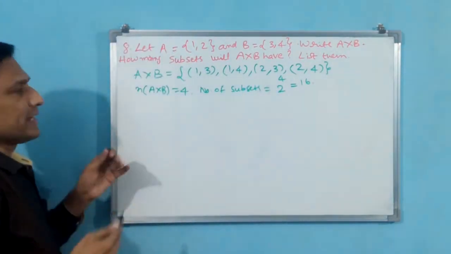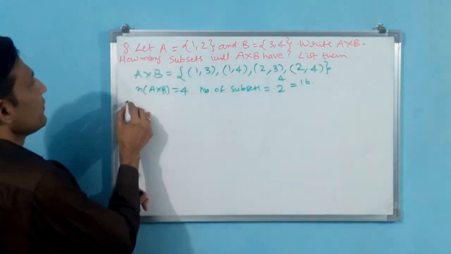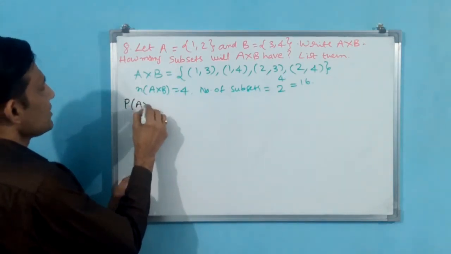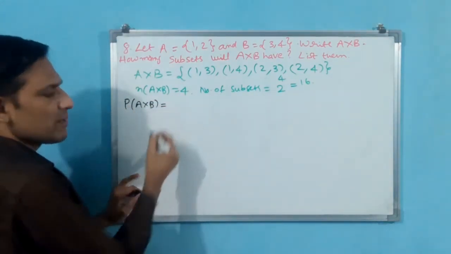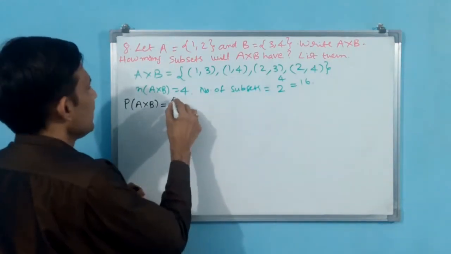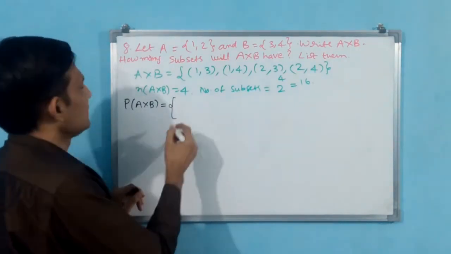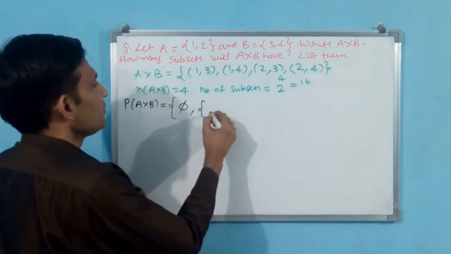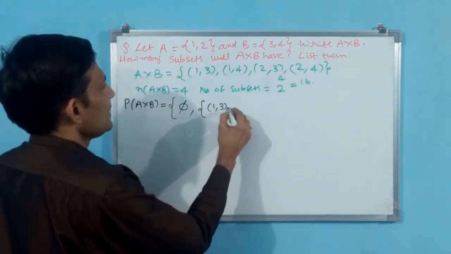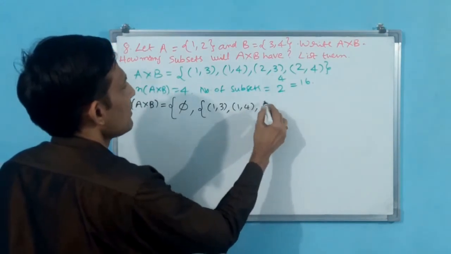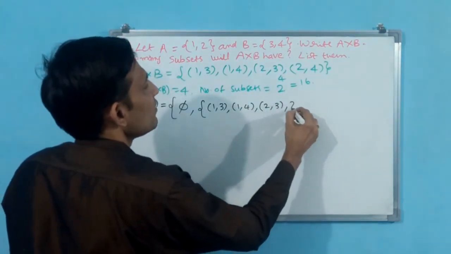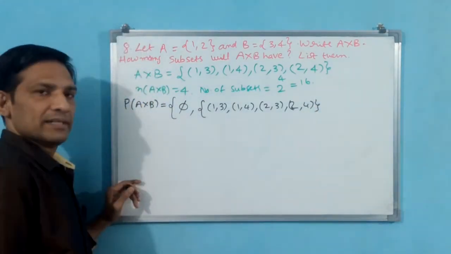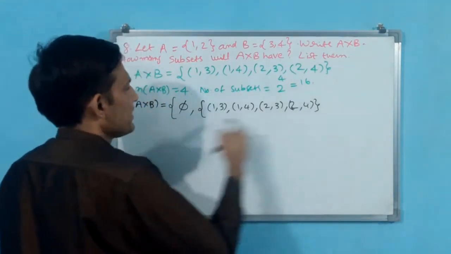Okay, see how I am writing. P of A cross B. Why? Because you see, all subsets we are writing means it is the power set only. Brace. First phi I take. Then full set I take. Say 1 3 comma 1 4 comma 2 3 comma 2 4. This is the full set under braces. All subsets with braces only you have to take.